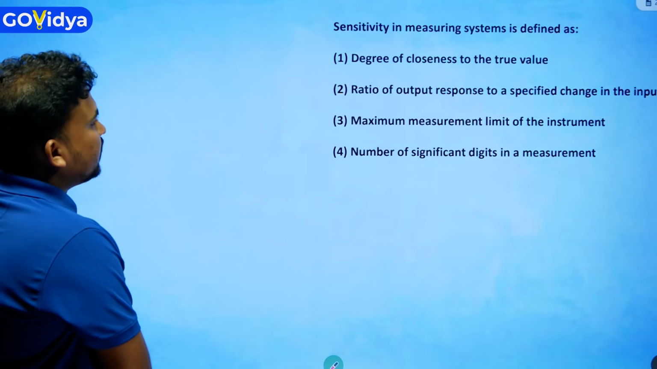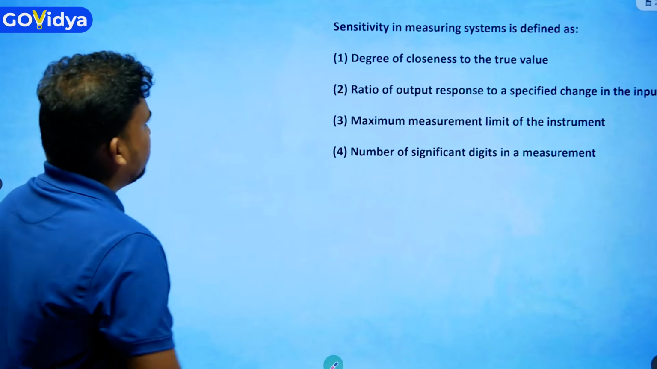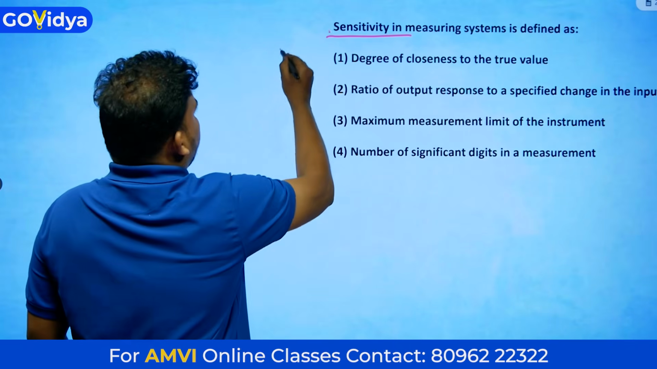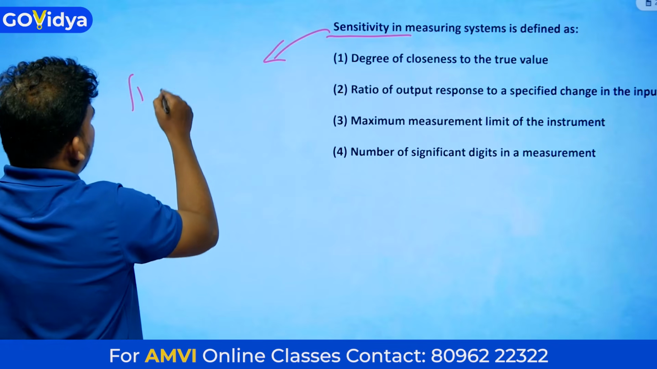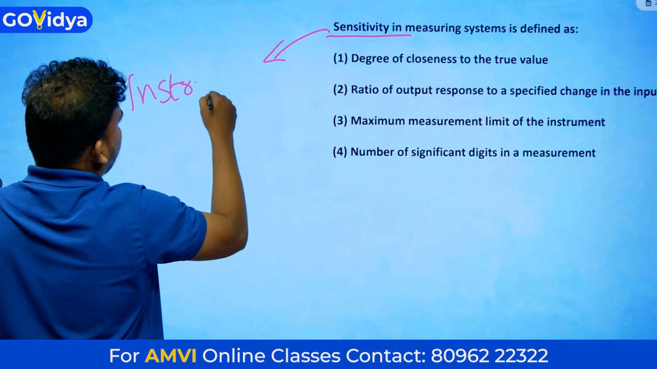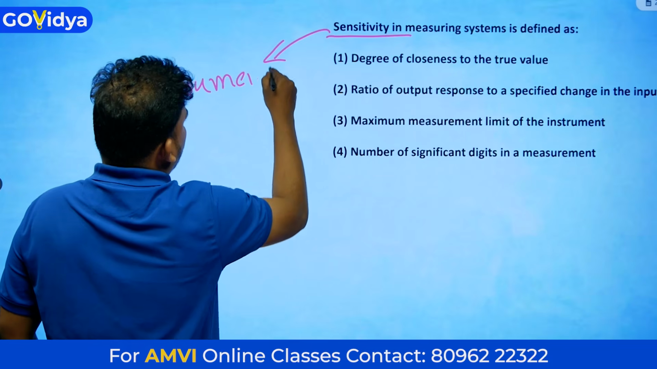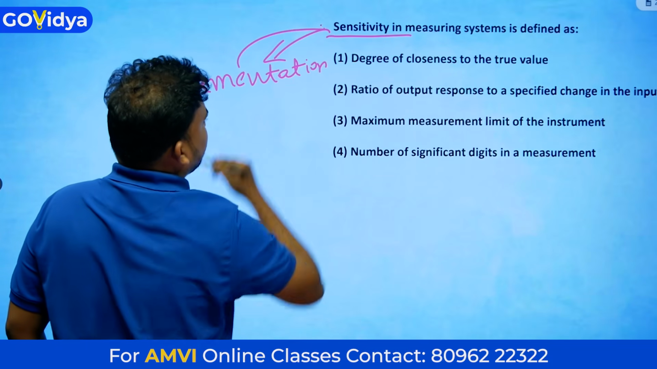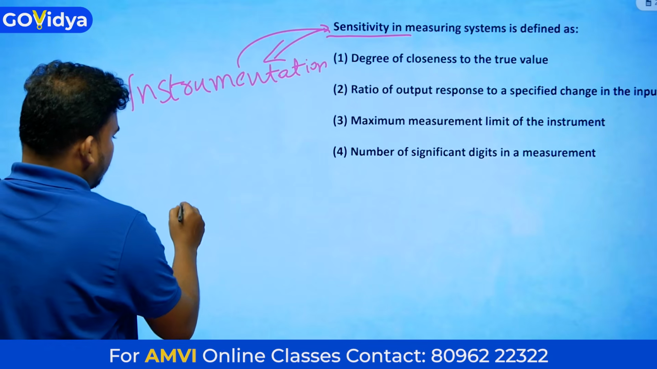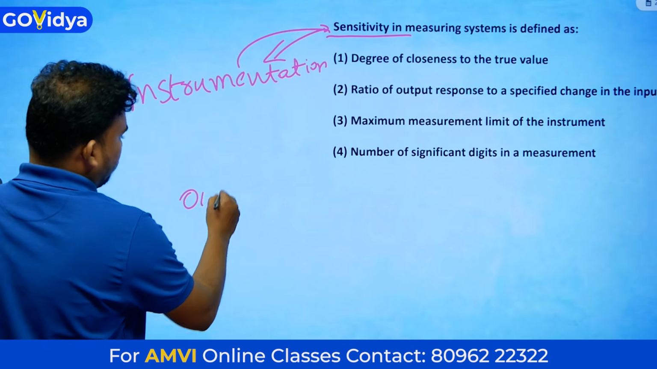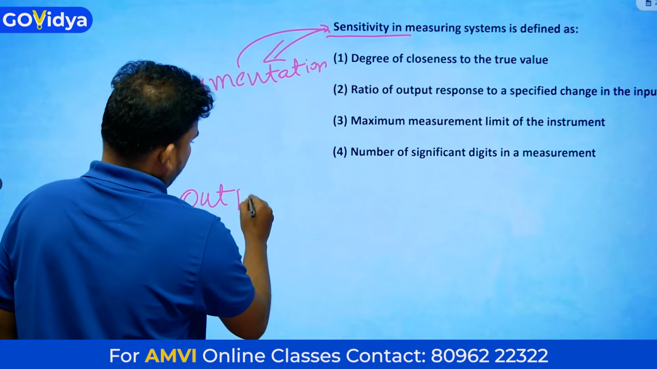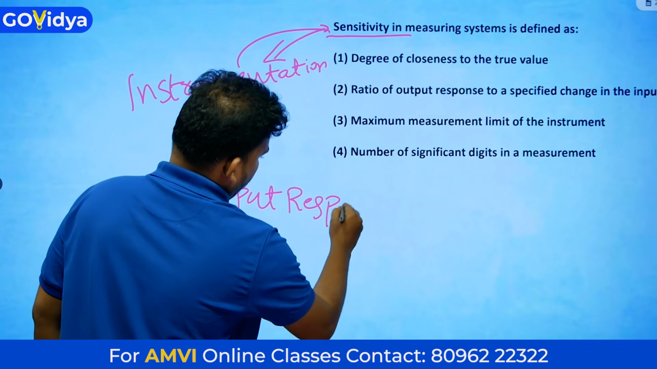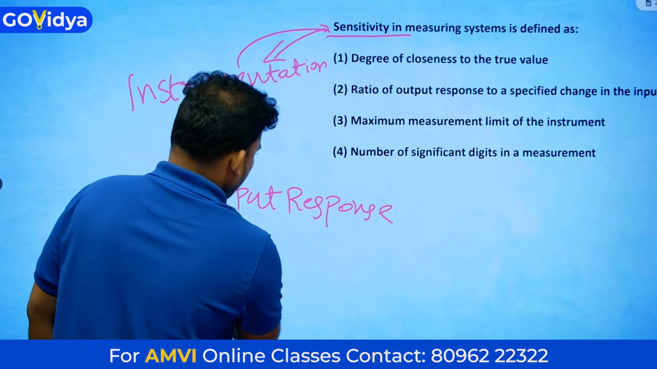Sensitivity in measuring systems is defined as... it is used in instrumentation. In instrumentation we will use this word, sensitivity. Actually, it tells the output response to the input.